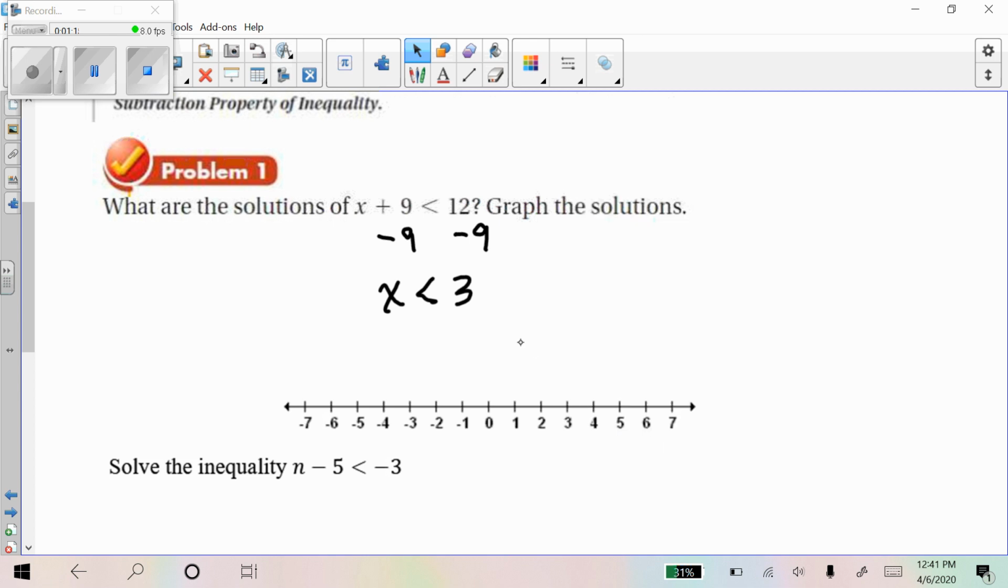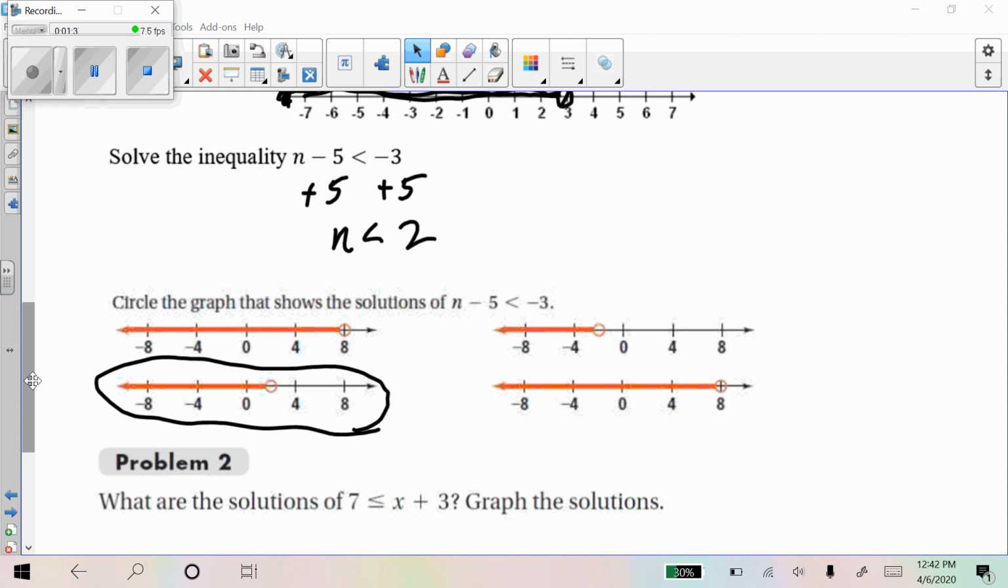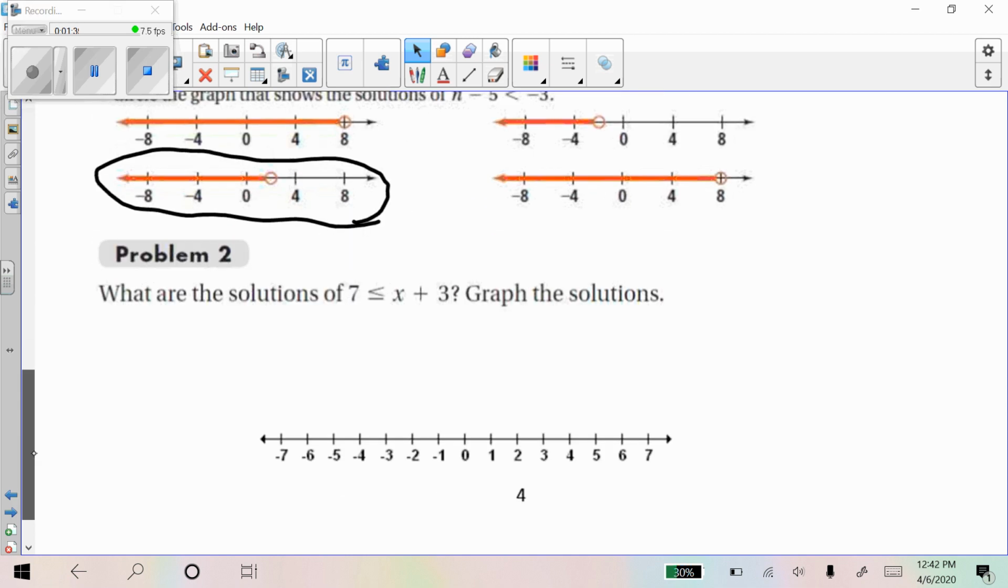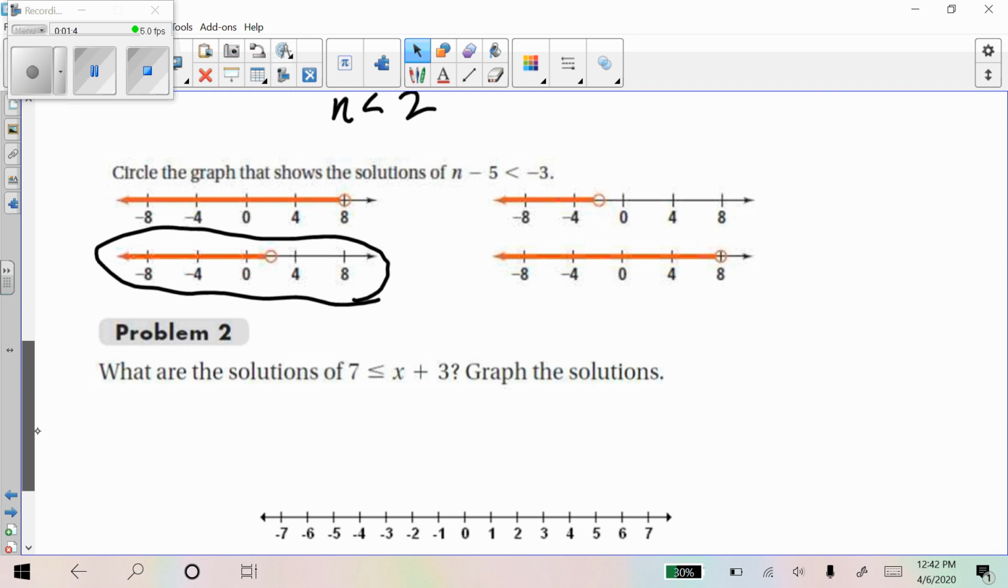And the way we graph that is we're going to put an open circle on the 3 right there. And then we're going to color in to the left to show everything that's less than that number. All right. Go ahead and pause right now and you solve the next one, and then you can check back and see if you were right. Well, I hope you did that one right.